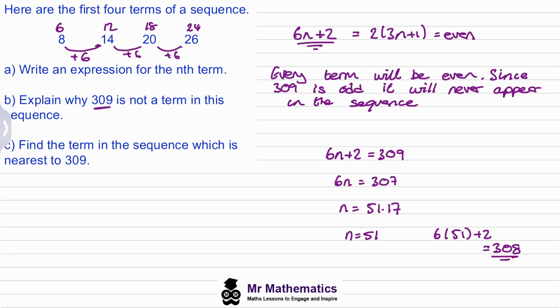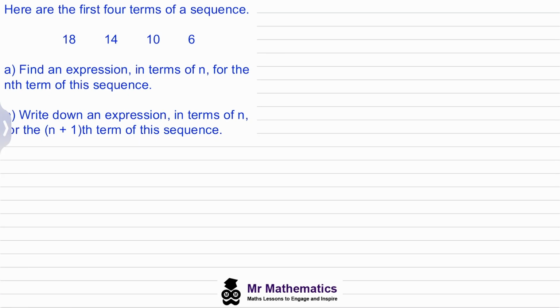Let's try one more question. Okay, so in this example, again we've been given the first 4 terms of a sequence. We've been asked to find an expression in terms of n for the nth term of a sequence, and then to write down an expression in terms of n for the n plus 1th term of a sequence. So perhaps you want to try this question yourself. You can pause the video, and when you come back, we'll go through the worked solution.